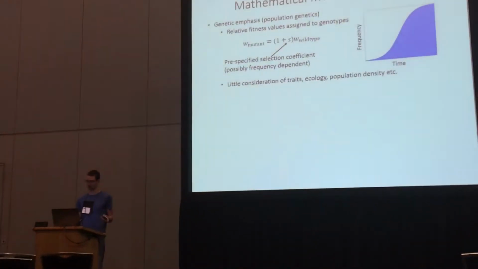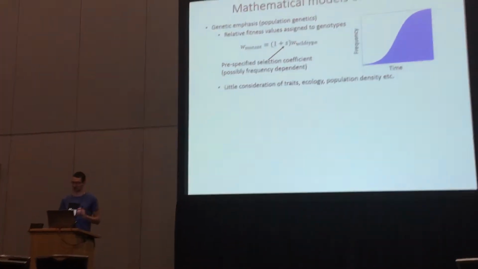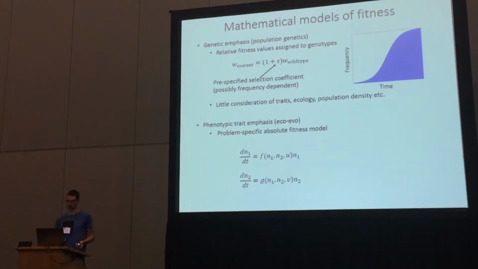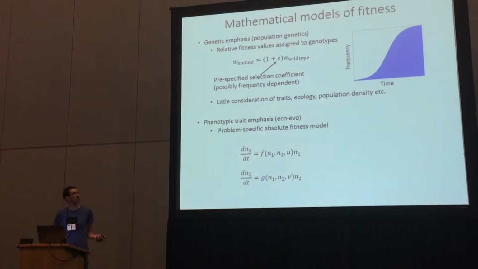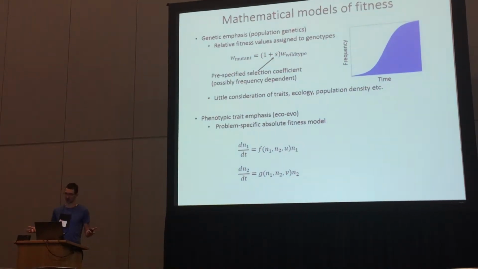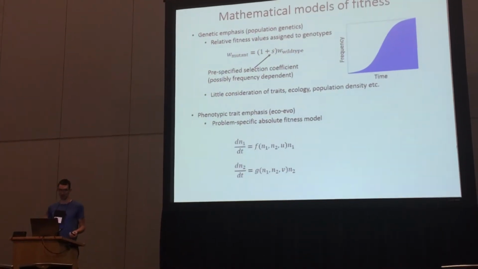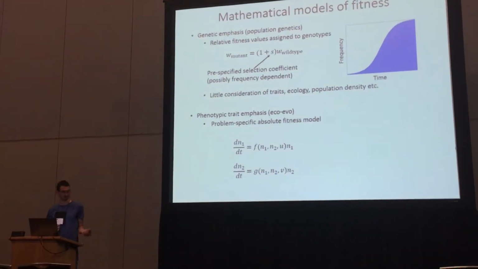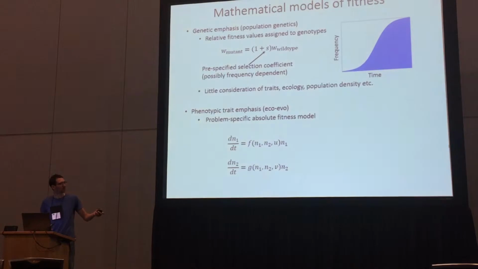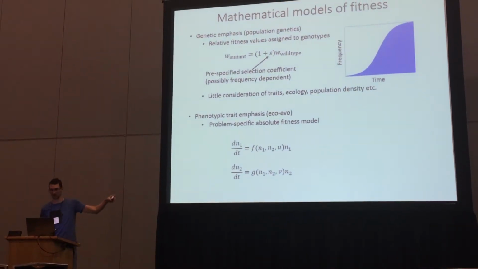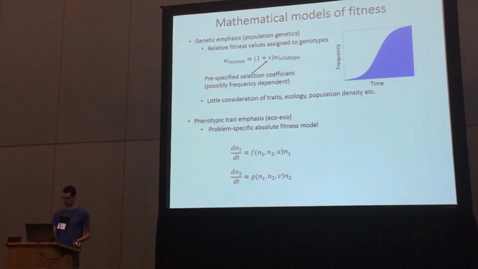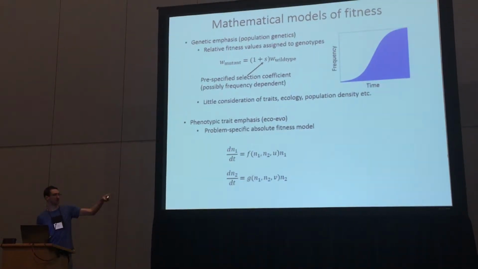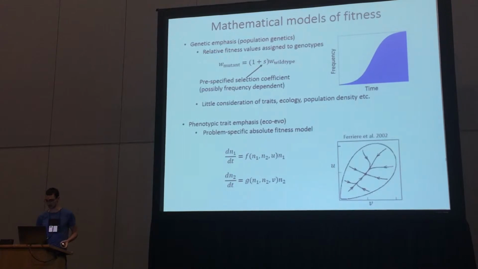At no point in this process do we care about ecology or traits or population density or anything like that. The other broad category is very much focused on traits. That's what we'd call evolutionary ecology. Usually with these models, you specify an ecological model that has traits in it. The traits here are U and V. F and G would be the fitnesses. These are not absolute fitnesses. And then you'll study how those traits will evolve when they're coupled to the population dynamics.